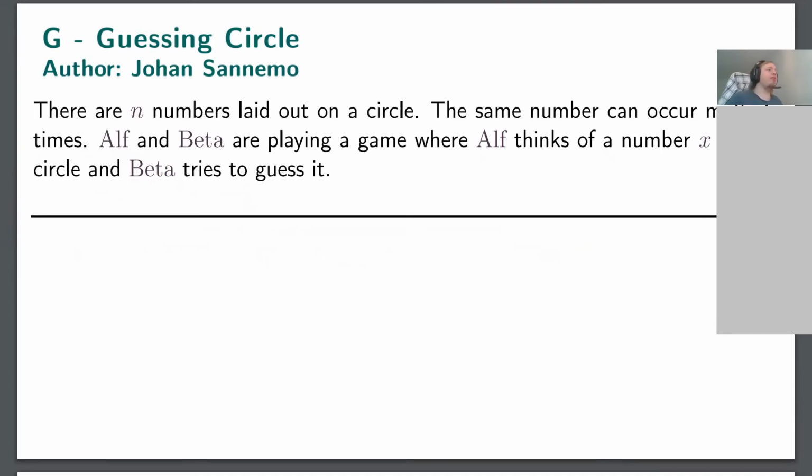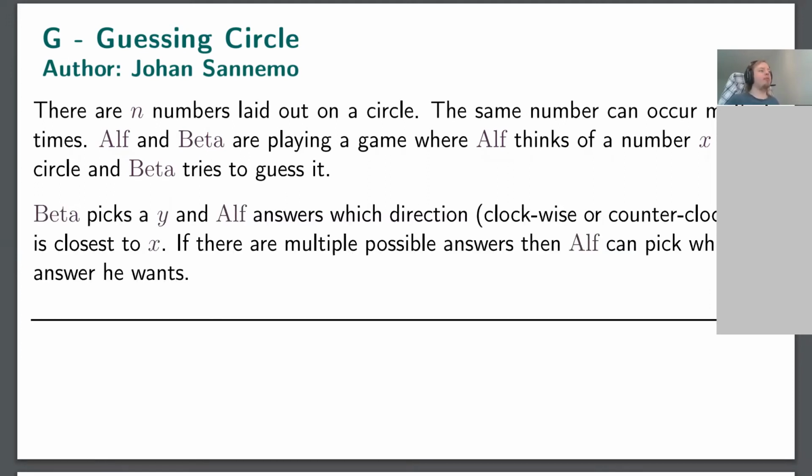Okay, so now let's do the last problem here. Forgotten homework. In this problem, there were n numbers laid out on a circle. The same number can occur multiple times. And what happened here is that alpha and beta are playing a game. Alpha thinks of some number x. He doesn't tell it to beta, but beta tries to guess it. And what can beta do then? Well, beta can pick some y on the circle and ask alpha, which direction?